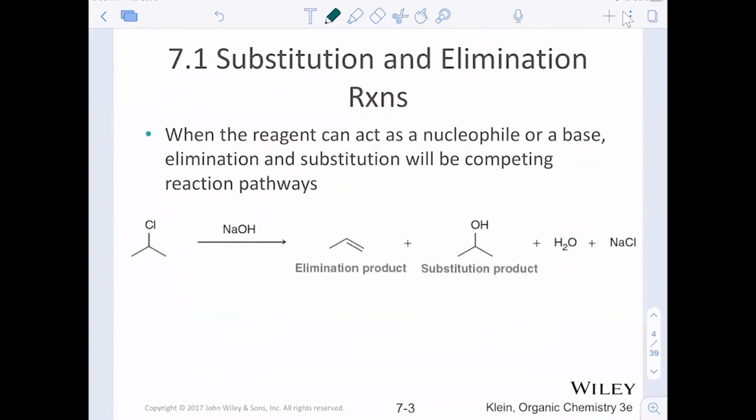All right, so when the reagent can act as a nucleophile or a base, such as sodium hydroxide, we can see competing pathways. We will talk about this once we get through elimination reactions. So first, what we're going to focus on is just the concerted reactions of substitution, and then we'll do the concerted elimination reaction, and then we'll talk about competition. Just be aware that competition will take place.